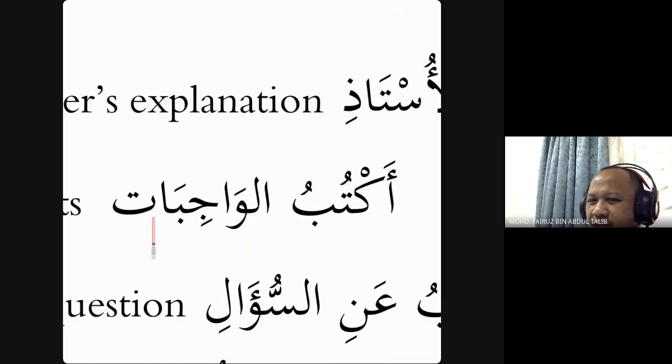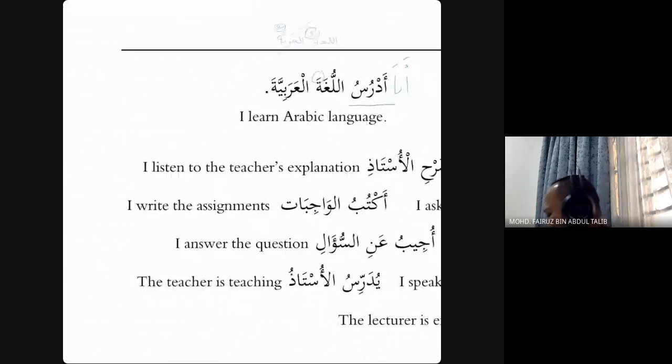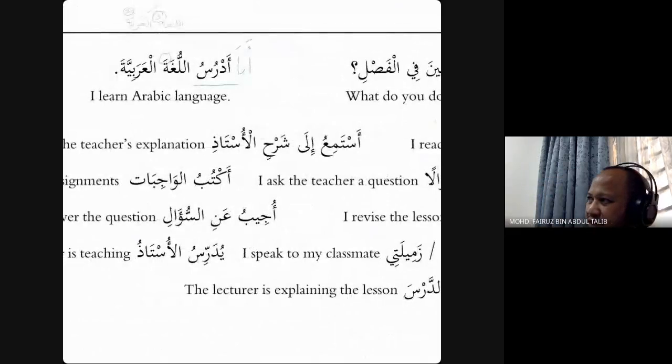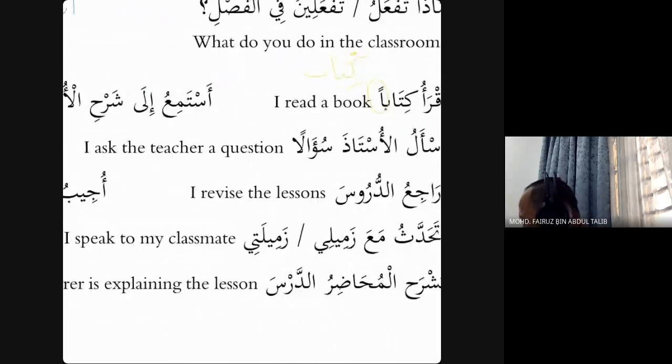So the word wajibat, it can be any task. Task that you have to do, you call it wajibat. So in the classroom, we call it assignment. Aktubu al-wajibat. Now, I write the assignments. Or you can use other verb. For example, you can say a'malu al-wajibat. So I do the assignments. Next verb.